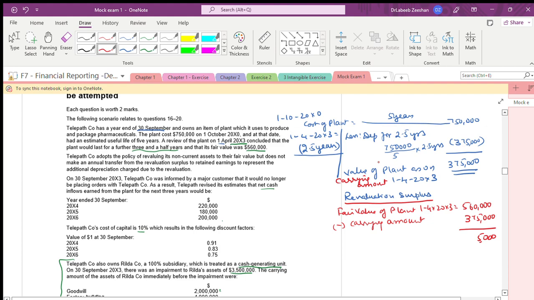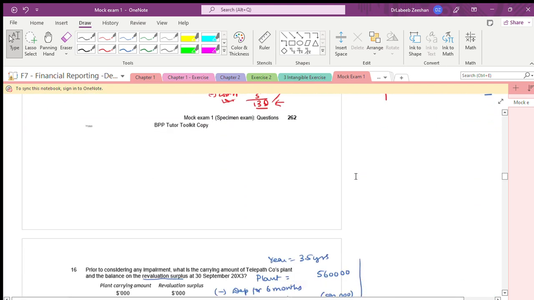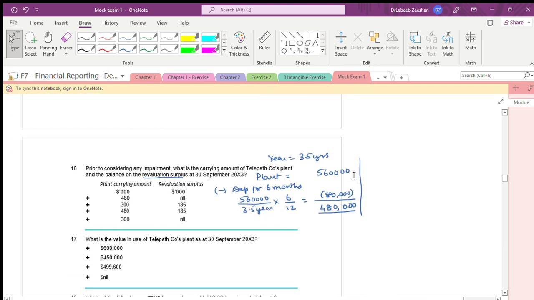15 minus 7, 8. 4 minus 1, 185. This is the revaluation surplus. This is the revaluation surplus. How much is there? 480 is this one. Revaluation surplus is this one. Answer is this one.